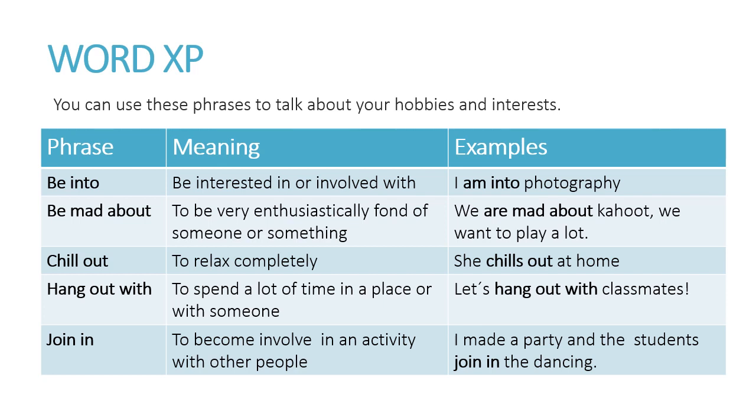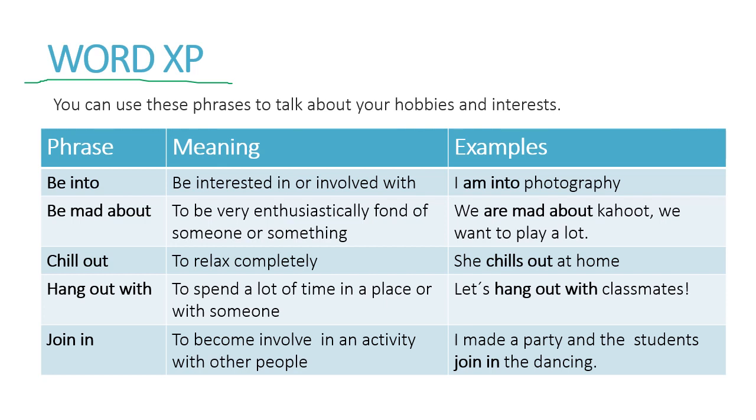We have already checked vocabulary, and now we have here Word XP. This Word XP is about phrases that we can use when we talk about hobbies or interests. Some phrases are: be into, that means be interested in or involved with. For example, I am into photography. Be mad about. This one means to be very enthusiastically fond of someone or something. For example, we are mad about Kahoot. We want to play a lot.